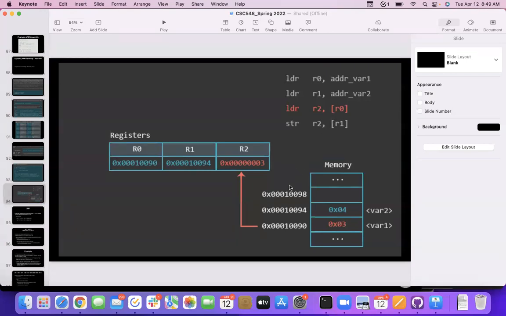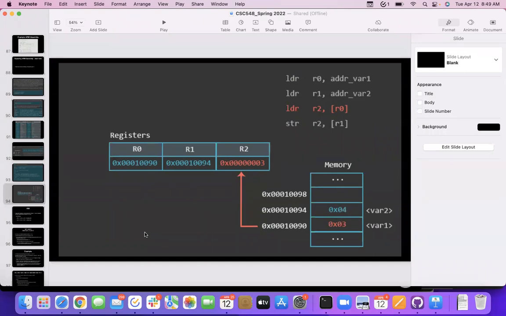All right. Then we went ahead and we stored the value that's in R2, which is R3, into the memory address that was R1. R1 is the 94 right here. So they haven't shown the result of that, but this last line will take this number 3 and overwrite memory address 94 with it. So we'll end up with a 3 right here after that last line of code.